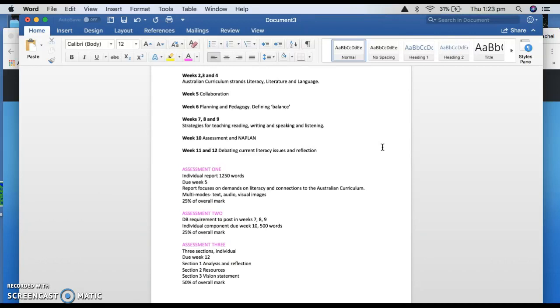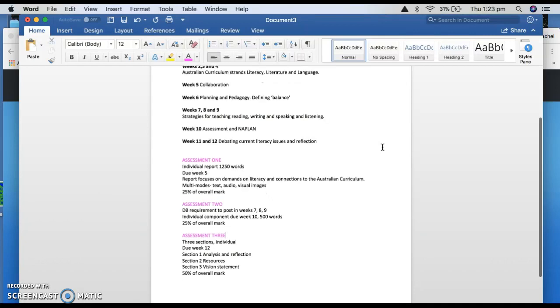In week 11 and week 12, we spend a little bit of time in week 11 debating some of the current literacy issues, because as you'll find from week 10, you may agree or disagree with some of the things that have come out, and you get to debate your own issues. And week 12, we have a reflection about what we've learnt. So that's just a nutshell statement of what's coming up for you.